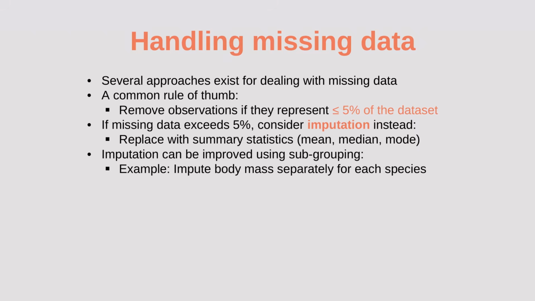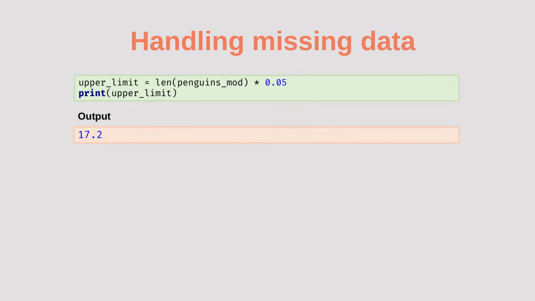Another option is to impute within subgroups. For example, if we notice that the body mass varies by species, we could fill in the missing body mass values differently for each species. Let's calculate the missing value threshold to see whether we need to remove or impute data for each column. To calculate our missing values threshold, we multiply the length of the data frame by 5%, which gives us an upper limit of 17 missing values.